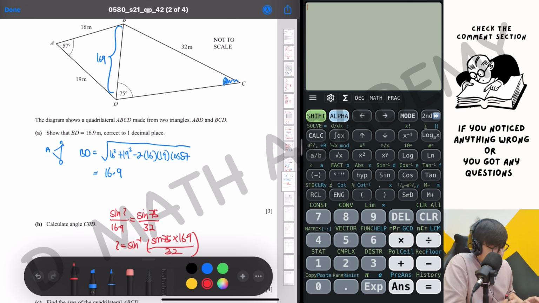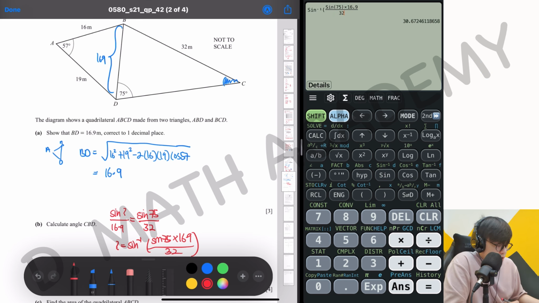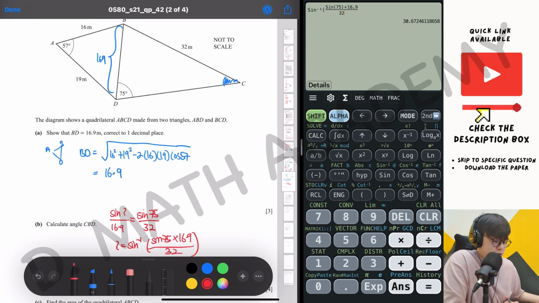So sine inverse sine 75 times 16.9 and the 32 there. Make sure you close the bracket properly, especially when keying in the 75 there. Although I didn't write it down here, you must know that when you key in the calculator, there's an invisible bracket there that you need to add in.